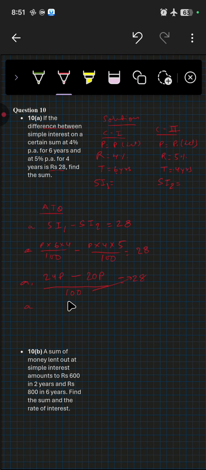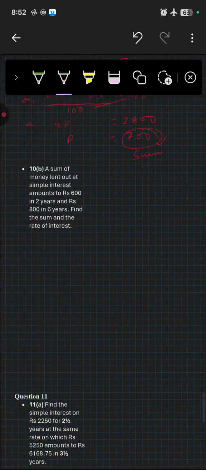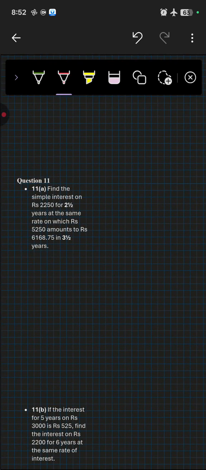This 24 minus 20, that is 4P, is equal to 2800, and the 4 will come and divide it, so P is 700. So the principal, this is the way we can find the sum. So this is the sum. Question 10b may be similar. Let's go to question number 11 now.